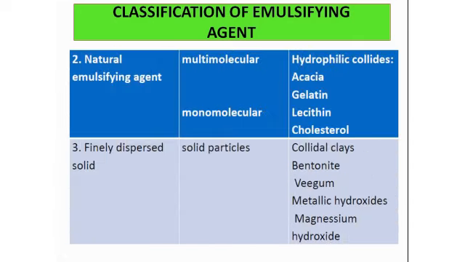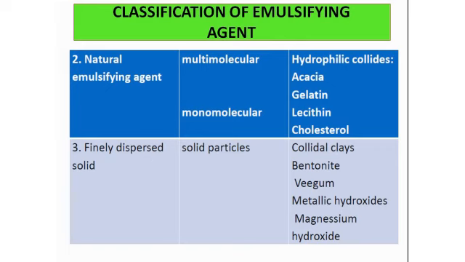Number two is the natural emulsifying agent. The natural emulsifying agents generally form multimolecular types of film, and sometimes they also form monomolecular type. It depends. So they can form both. Examples are hydrophilic colloids: acacia, gelatin, lecithin, cholesterol. These are the naturally available emulsifying agents.